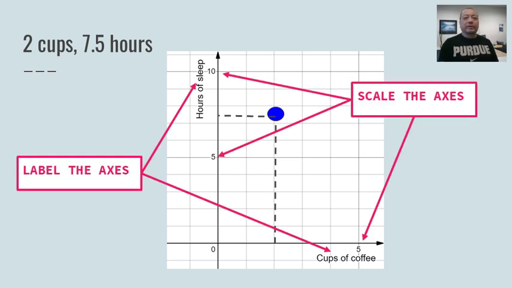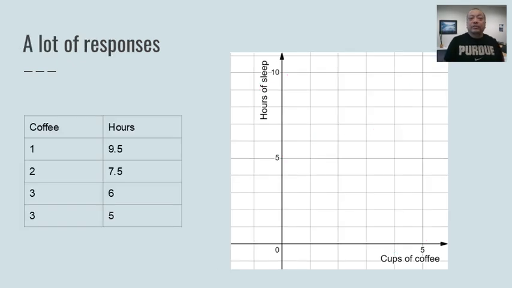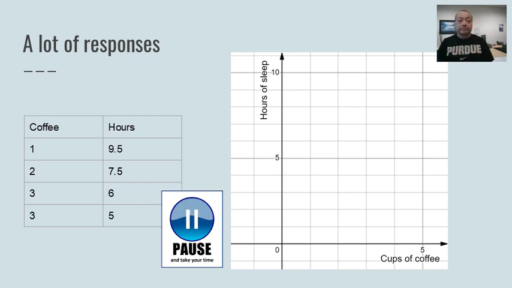Here's a rule for drawing graphs. It is important to always label the axes and to scale them, meaning to put numbers on them. Back to our coffee drinking college students. Let's say we ask more people and we get all of these responses. Can you plot the data points on the graph? Press pause and come back when you're done.